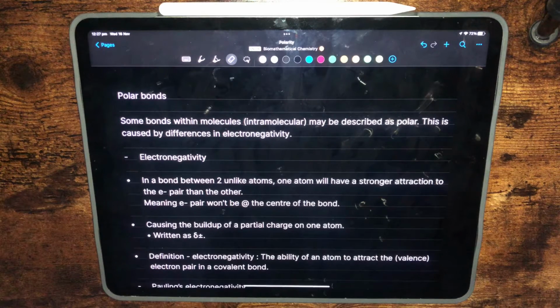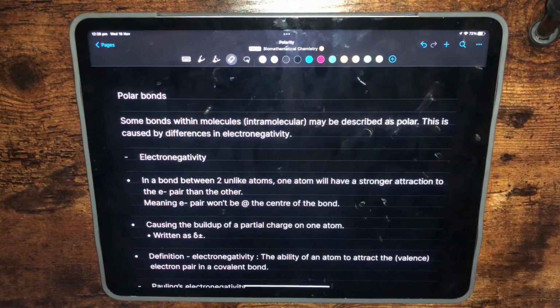So, polar bonds. Some bonds within molecules, which are intramolecular bonds, may be described as being polar, and this is caused by differences in electronegativity. In a bond between two unlike atoms, one atom will have a stronger attraction to the electron pair than the other, meaning that the electron pair won't be at the center of the bond. When I mean the electron pair, I mean the bonding pair.